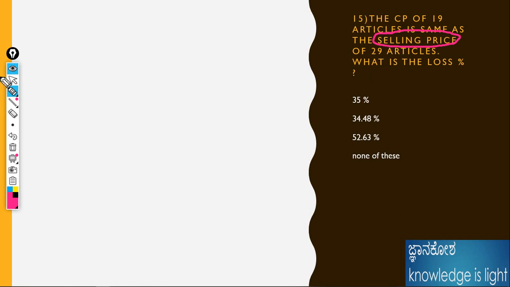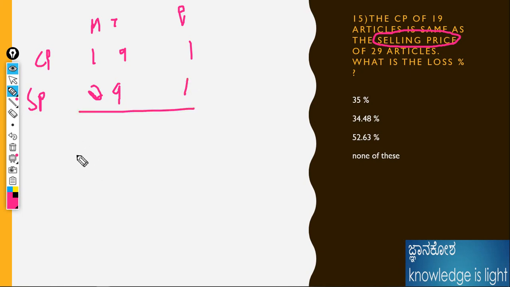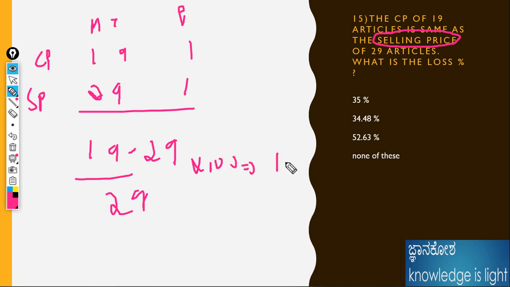See, cost price, selling price. The CP is 19 for 1 rupee, and the selling price is 29 for 1 rupee. Therefore, if I calculate that one, (29 minus 19) divided by 29 into 100, that means 1000 divided by 29.